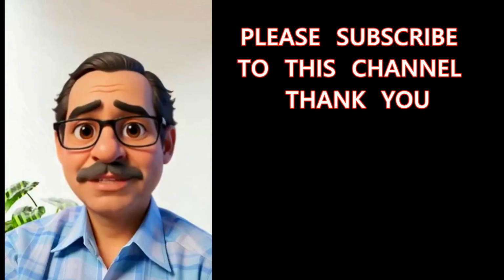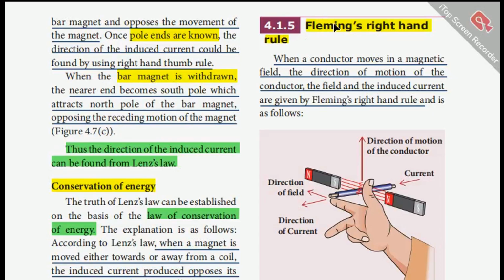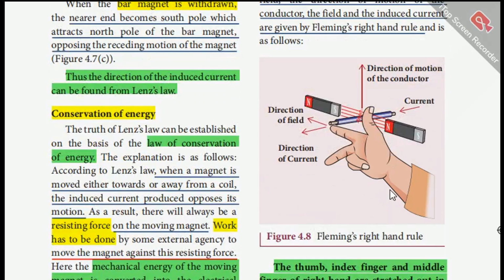Dear students, in this video we are going to study Fleming's right hand rule and also the motional EMF from Lorentz force. Now let us study Fleming's right hand rule. When a conductor moves in a magnetic field, the direction of motion of the conductor, the field, and the induced current are given by Fleming's right hand rule, as given in this figure.